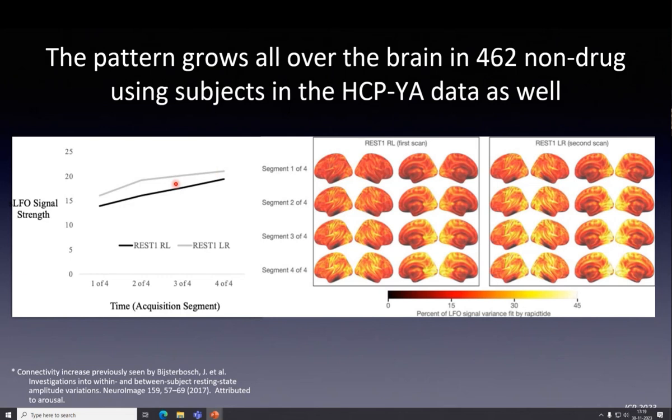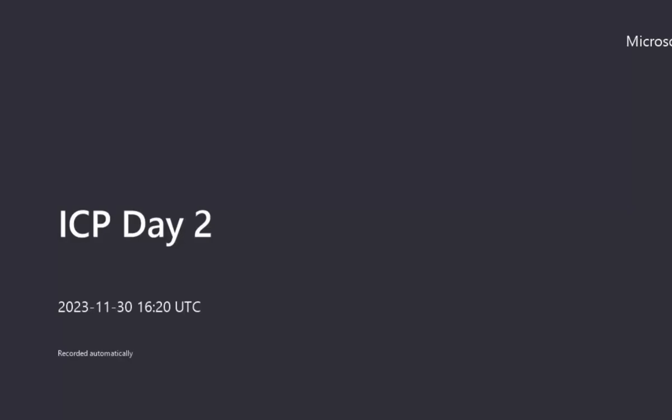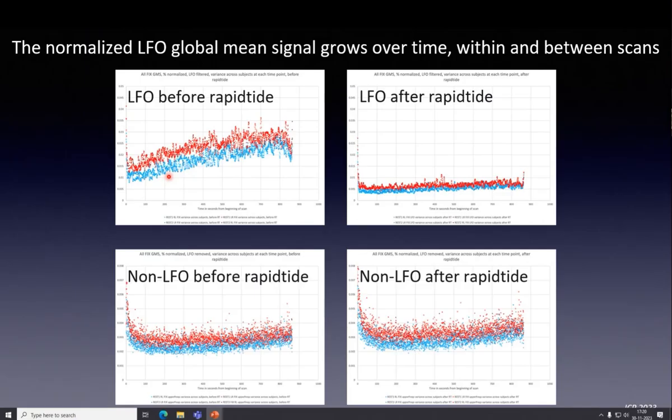So we thought, that's kind of weird. Can we look at this a little more directly? So we took the normalized global mean signal from the entire brain for every subject, for every run. They're all normalized to percent BOLD activation, so they start at 1. And then we just calculated the variance of the time course at every time point over all subjects.